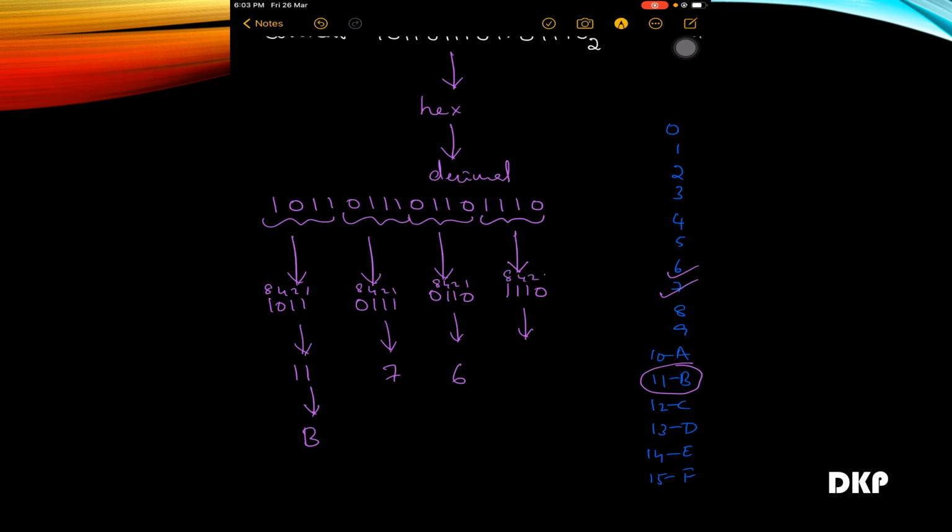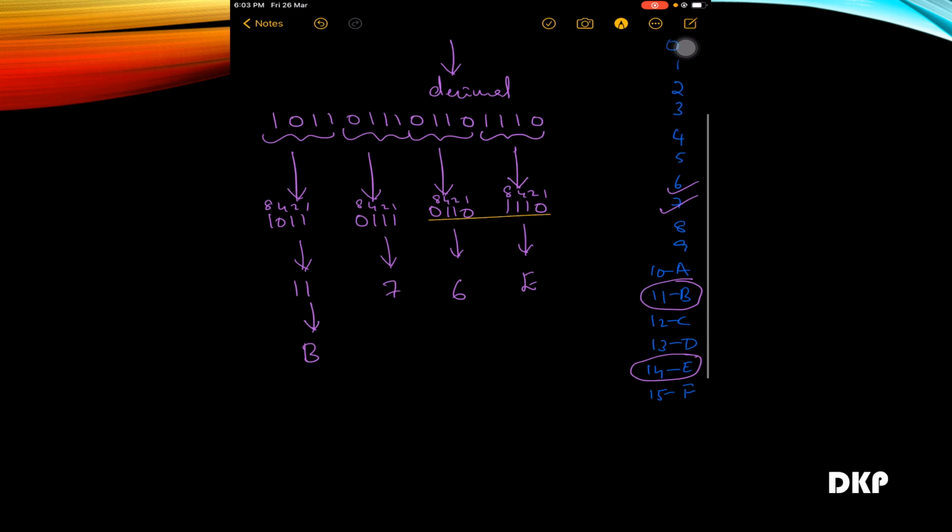And this is 8 plus 4. 12 plus 2, 14. E represents 14. Therefore, B, 7, 6, E. So this is the hex of the given binary.